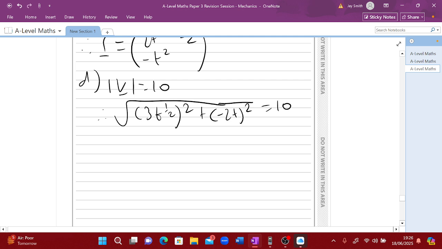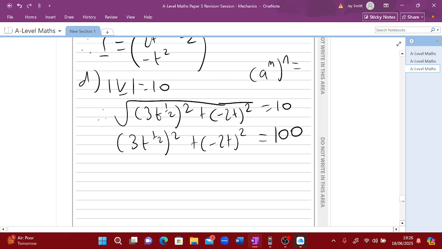And that's going to equal 10. We can actually get rid of the square root by squaring both sides. So that means (3t^(1/2))² + (−2t)² = 100. Now we just need to simplify the brackets. Well, for (3t^(1/2))², again, you can use your index law here: (a^m)^n, you times the powers together.